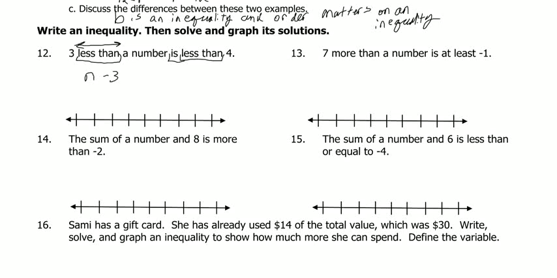So we add 3 to both sides, and we're left with n less than 7. So we plop a 7 in the middle, open dot, n needs to be less than that, so everything to the left. And there it is. It's that simple. Alright, so 7 more than a number, so that's 7 plus a number is at least -1.